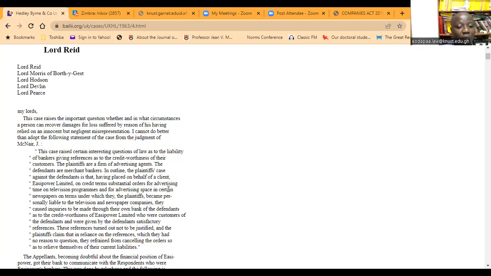they caused inquiries to be made through their own bank of the defendants as to the creditworthiness of Easipower Limited, who were customers of the defendants, and were given by the defendants satisfactory references. These references turned out not to be justified, and the plaintiffs claimed that in reliance on the references, which they had no reason to question, they refrained from canceling the orders so as to relieve themselves of their current liabilities.